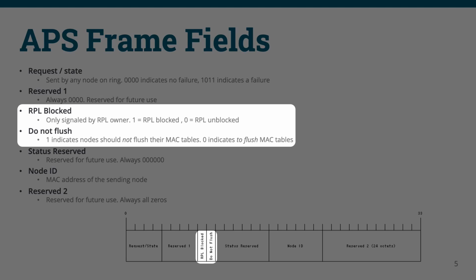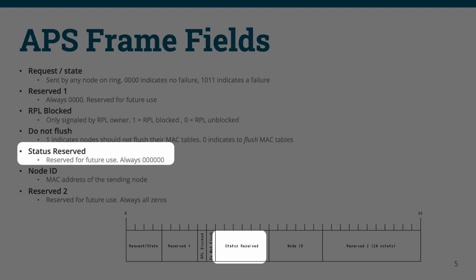A 1 in this flag indicates the other switches should not flush their forwarding tables. A 0 in this flag indicates participating switches should flush their MAC address tables. This is used to allow participating switches to quickly relearn which ring port MAC addresses are accessible over in the event of a failure detection or restoration.